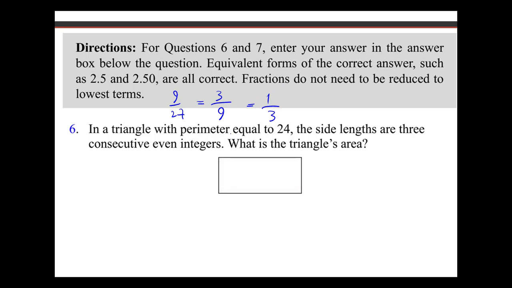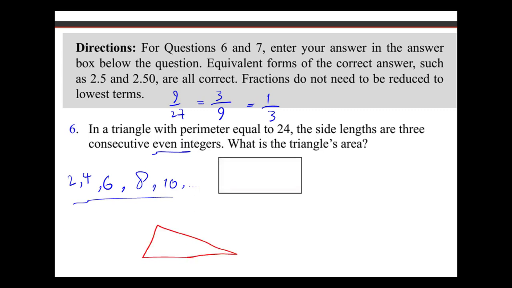In a triangle with perimeter equal to 24, the side lengths are 3 consecutive even integers. What is the triangle's area? First of all, you should know the even integers. I said integers, what are they? Even integers are like 2, 4, 6, 8, 10. Those can be divided by 2. These kinds of integers are even integers. In this question, you have a triangle, and all of these even integers can be written as 2 times k. K is a natural number. K is 1, 2, 3, like that.